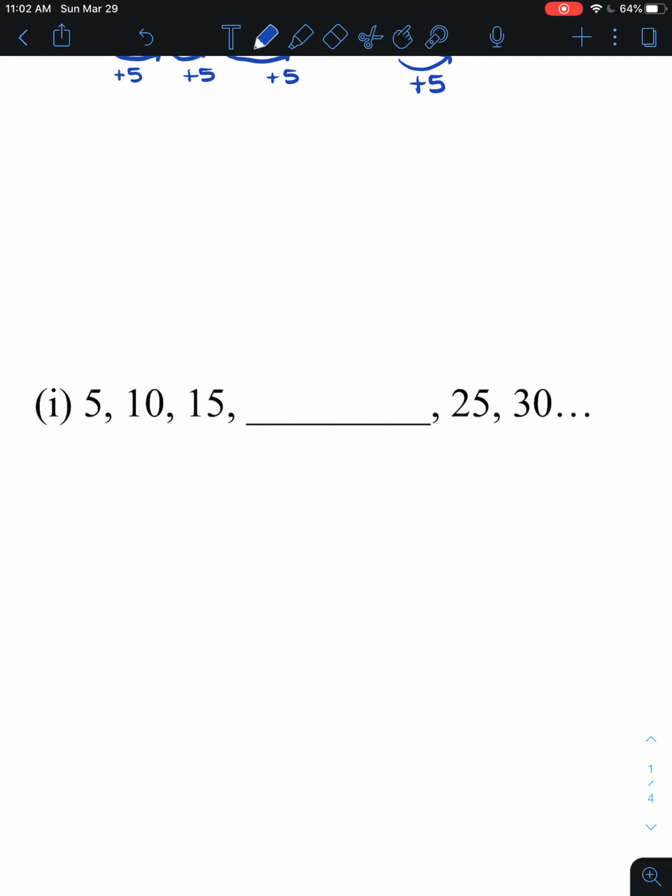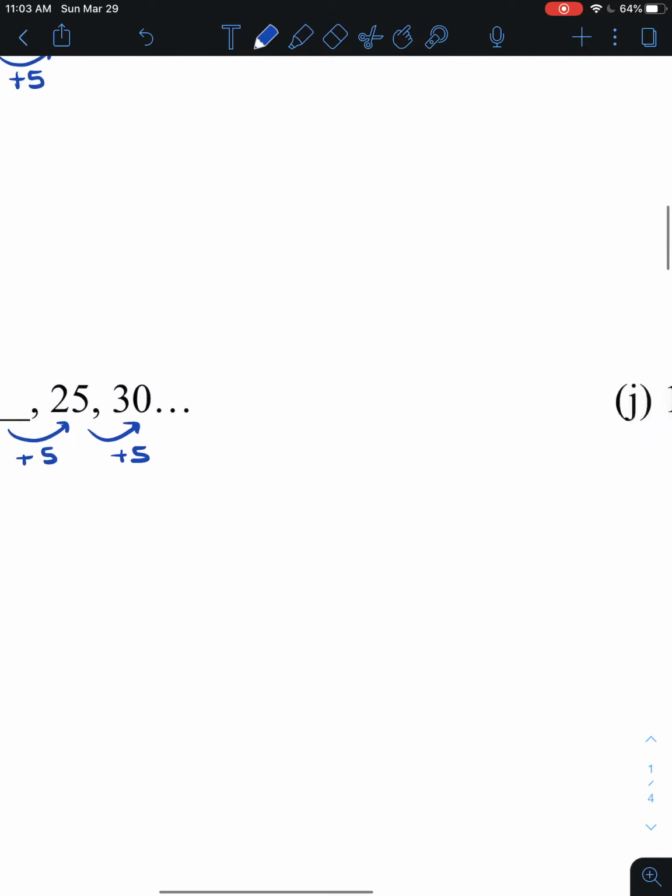Okay. 5 to 10, it could be multiplied by 2, or it could be add 5. Well, if I'm going from 5 to 10, I can't be multiplying by 2 if I'm going then from 10 to 15, because then that 15 would have to be 20 if we were multiplying. So we must be continuing to add 5. So then if I add 5 to 15, I'm going to get 20. And then if I kept adding 5, I would get 25 and then 30.